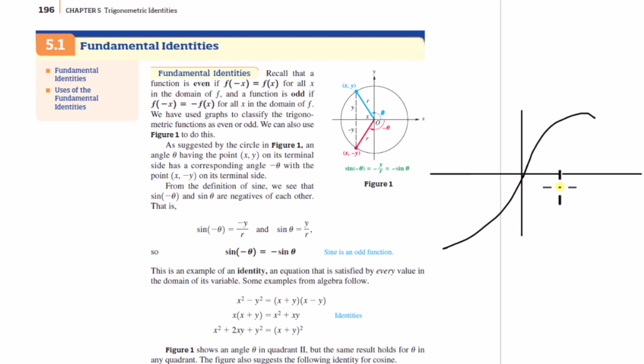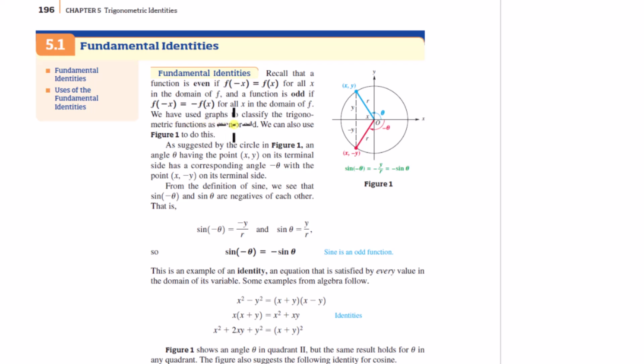Yeah, sine was odd. Okay, we have used graphs to classify the trigonometric functions as even or odd. We can also use figure 1 to do this. So as suggested by the circle in figure 1, an angle theta having the point x, y on its terminal side has a corresponding angle minus theta with point x, minus y on its terminal side.